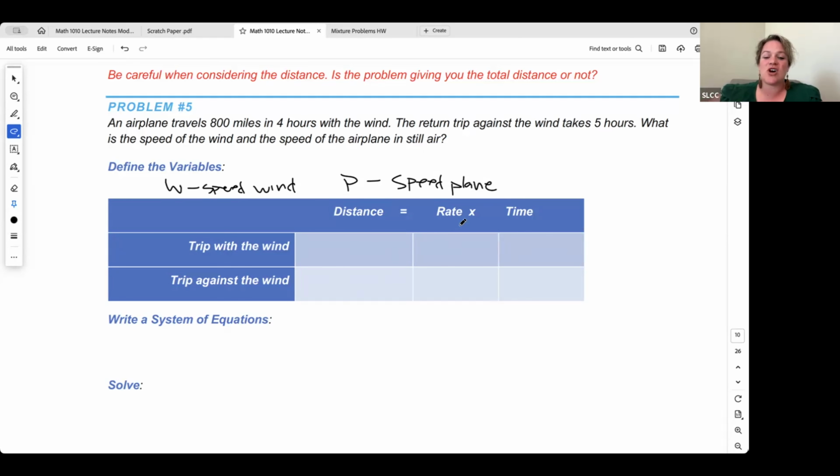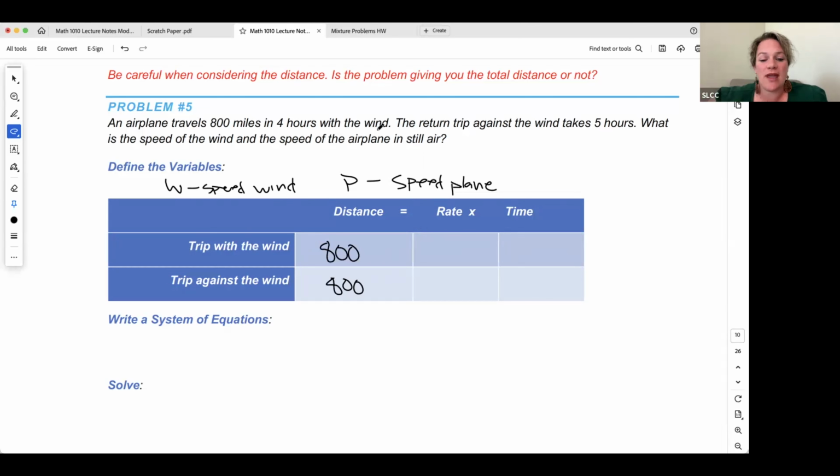Notice both of those are right here with the rate. So distance equals rate times time. Let's fill in a table to help us. If the airplane travels 800 miles, then that's the distance. And the return trip means it's also going 800 miles. So both trips, 800 there, 800 back.